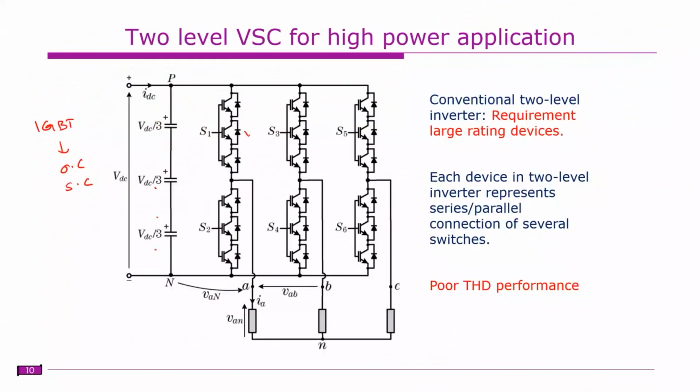If this particular device has failed and is open circuited, then this entire switch is open. Clear? For example, if the device is short circuited, what will happen? Voltage blocking will reduce. That means now the voltage blocking of the others is slightly increased.